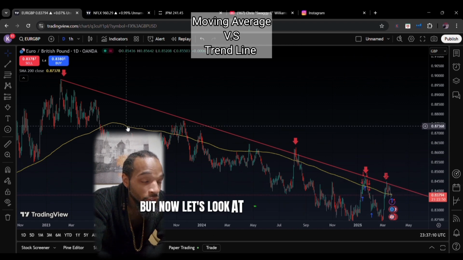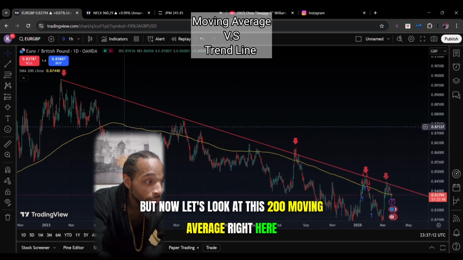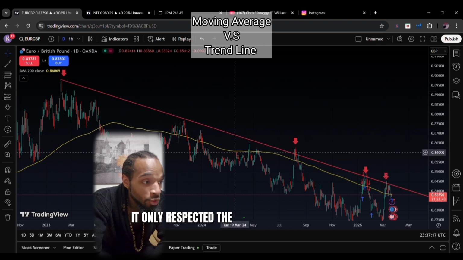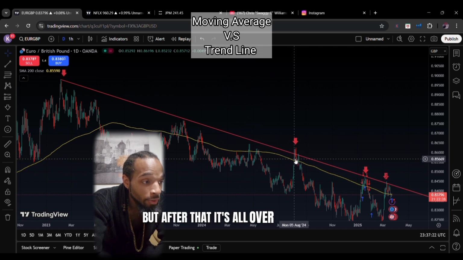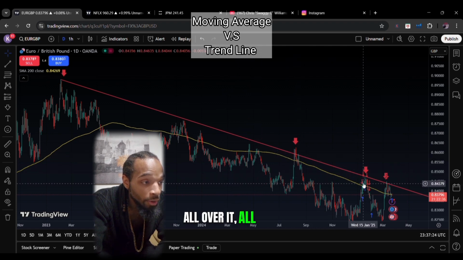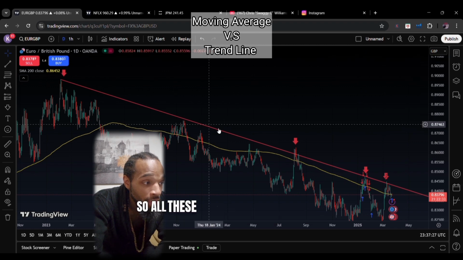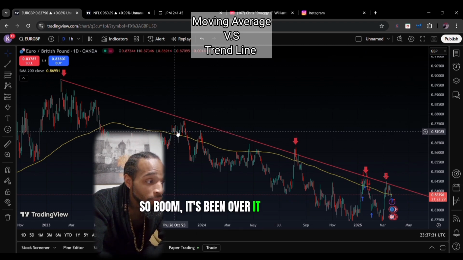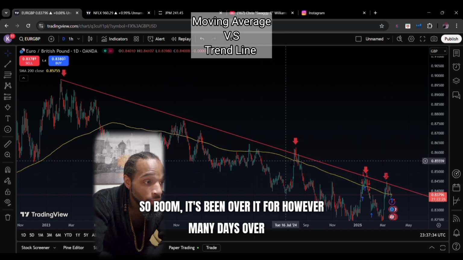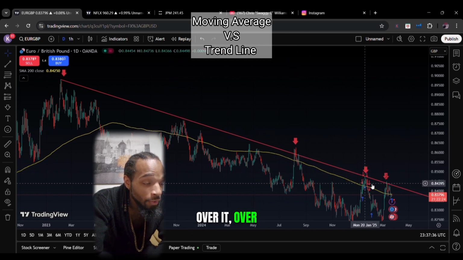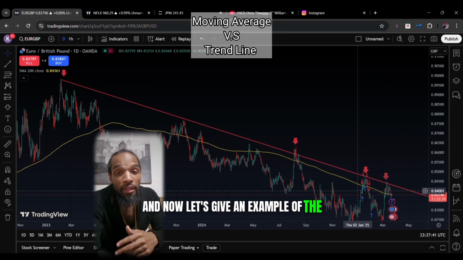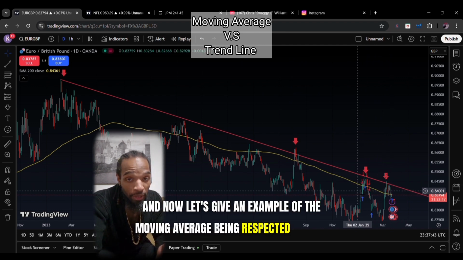But now let's look at this 200 moving average right here. It's all over the place. It only respected the 200 moving average twice, but after that, it's all over the place. And this is the daily time frame, so all these candles represent 1 day worth of time. So boom, it's been over it for however many days. Over it for however many days. Over it. You see?